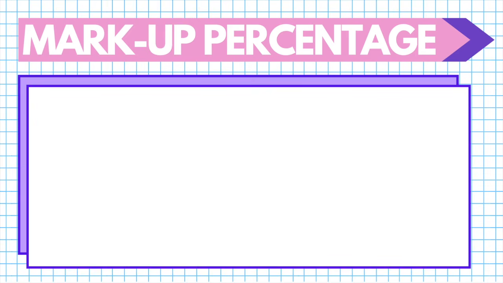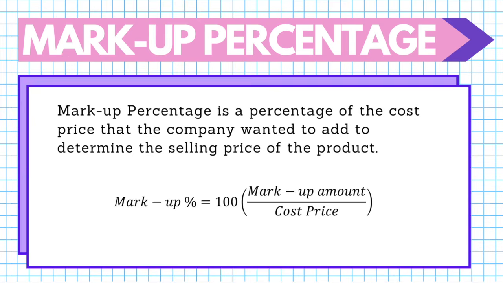And also, we have our markup percentage, and a markup percentage is a percentage of the cost price that the company wanted to add to determine the selling price of the product. So the markup percent is equal to 100 multiplied by the markup amount over the cost price.